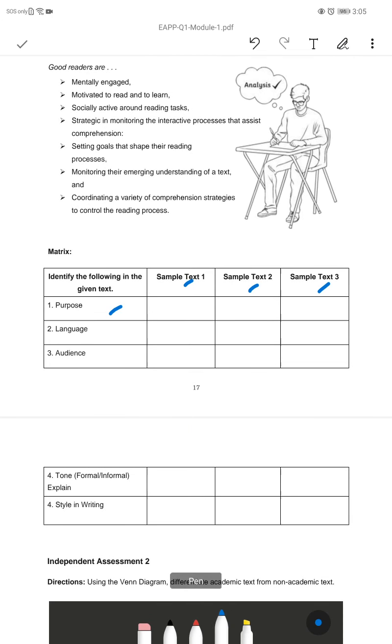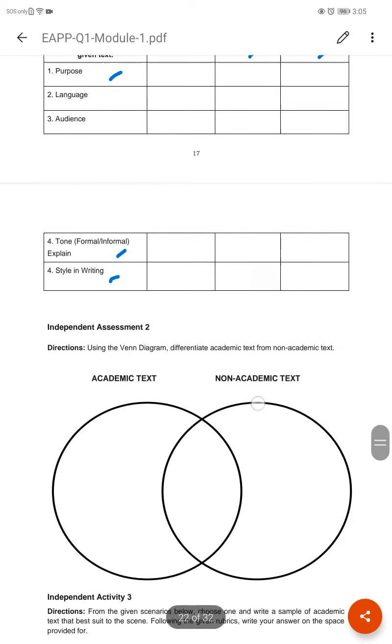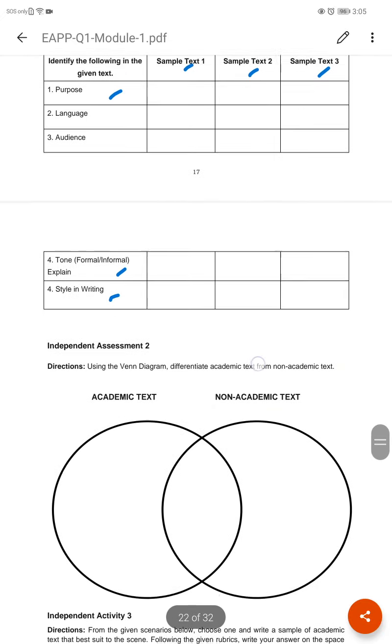And then, what is the tone? Is it formal? Is it informal? And then I want you to explain. Why do you think it's formal or not? Okay? And then, what is the style in writing? Is it using persuasive? Is it using expository? Is it using narrative or descriptive? Okay? If you have questions, kindly send me a personal message.